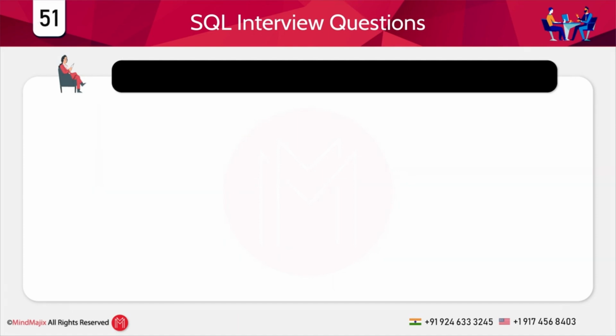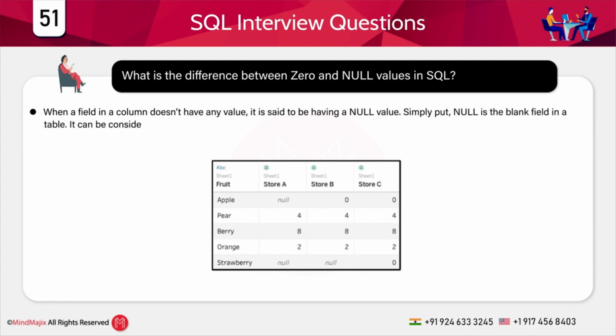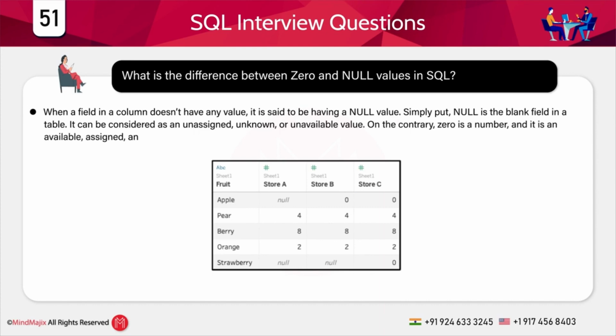The next question over here is, what is the difference between zero and null values in SQL? When a field in a column doesn't have any value, it is said to be having a null value. In simple words, null is the blank field in a table. It can be considered as an unassigned, unknown, or unavailable value. On the contrary, zero is a number and it is an available, assigned, and known value.